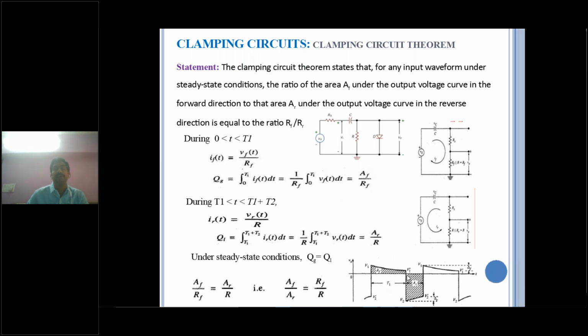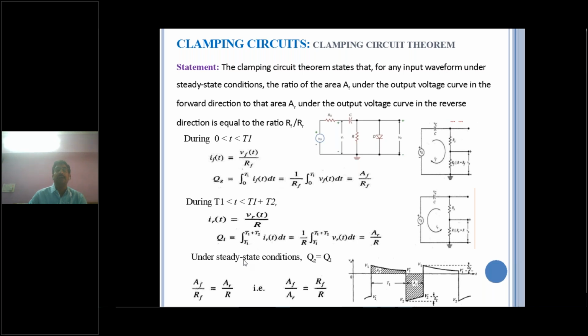Similarly, whenever the input is at the negative peak, that means the T1 to T1 plus T2 interval, the capacitor will be discharged. That means charge will be lost. The reverse current IR equals VR by R. According to this, the charge lost equals the integral over the T1 to T1 plus T2 interval of IR of t dt, which equals 1 by R times the integral of VR of t dt. This integral of VR of t dt equals the reverse bias condition output waveform area.